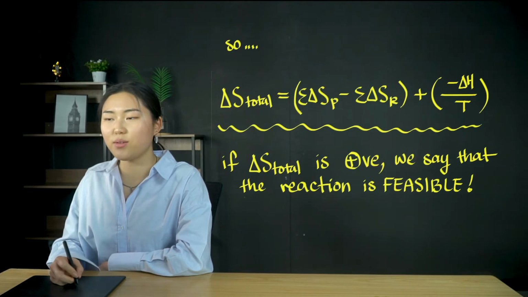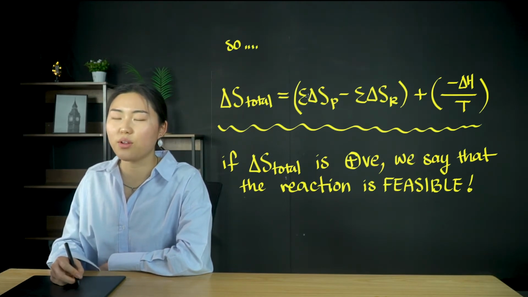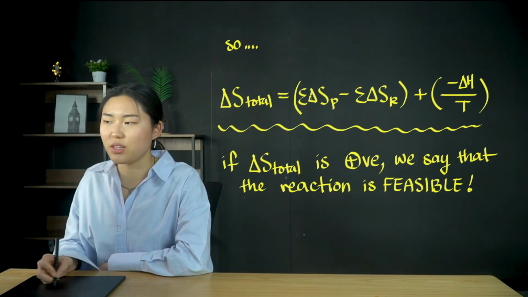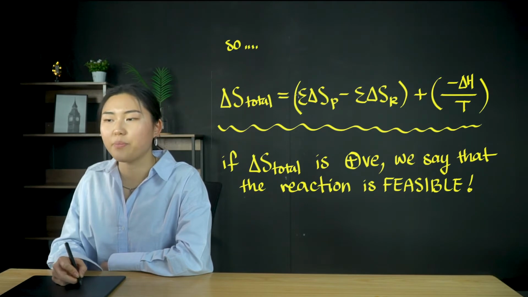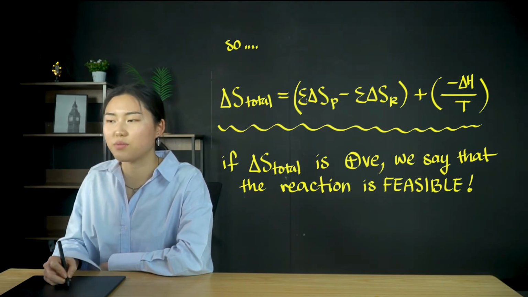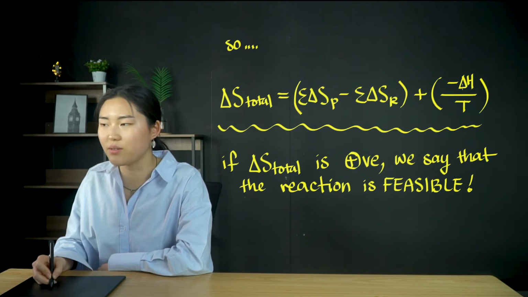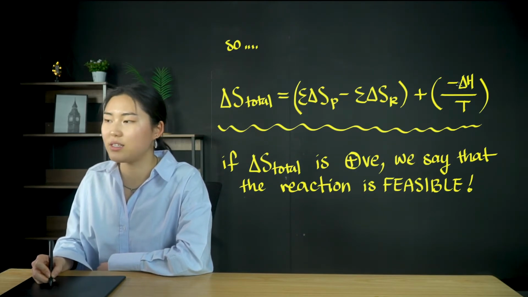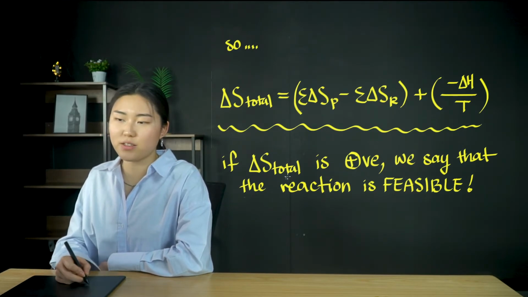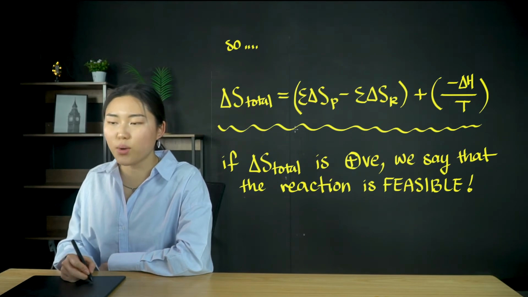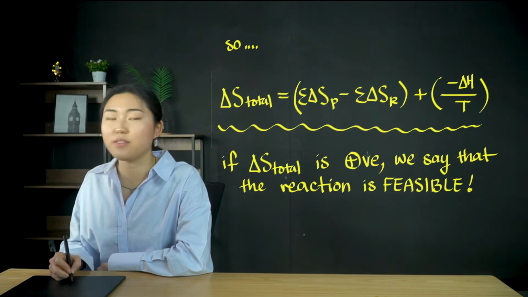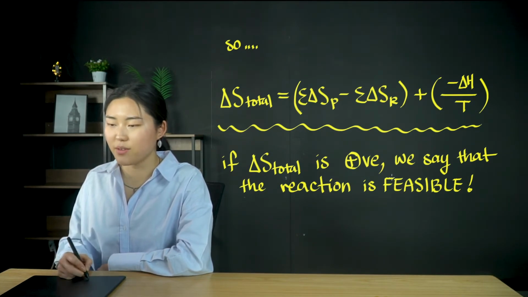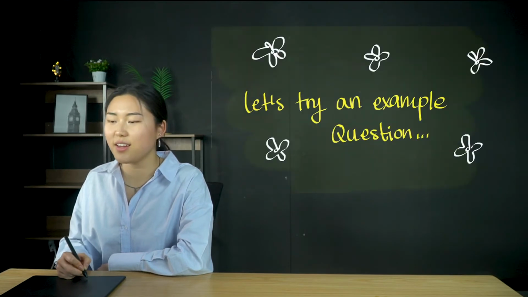So we can also just extend that delta S total formula because we can substitute these, right? So the total entropy change equals brackets, the products minus reactants, and then the delta S of the surroundings is calculated with minus enthalpy change divided by T, temperature. So if the total entropy change is positive, we say that the reaction is feasible, okay? So we're gonna look at some questions.